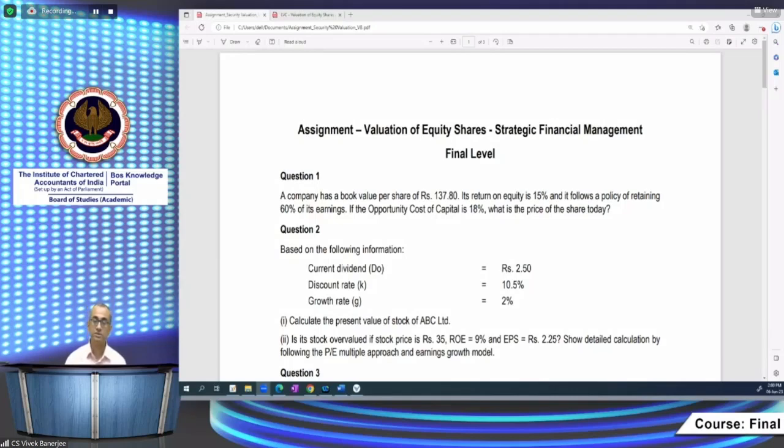The first assignment question is in front of you. First, read the question. It says that a company has a book value per share of 137.80. Its return on equity is 15%, and it follows the policy of retaining 60% of its earnings. If the opportunity cost of capital is 18%, what is the price of the share today?